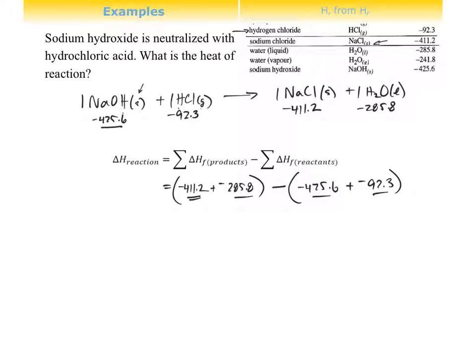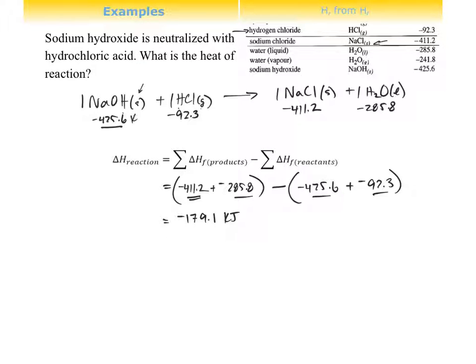Now, I would just plug this into my calculator, just as it is. So, bracket, negative 411.2 plus negative 285.8 bracket, minus bracket negative 425.6 plus negative 92.3 bracket, go. So in my question here, it's negative 179.1 kilojoules.